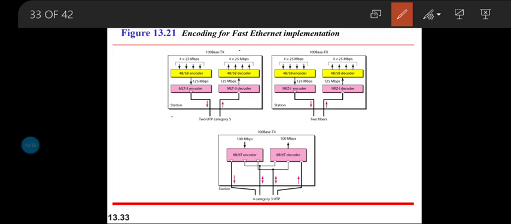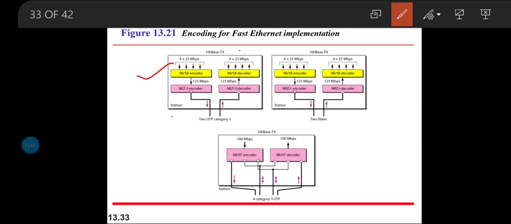Then moving on, you can see it is going to make use of 4B/5B block coding. 4B/5B refers to 4-bit to 5-bit block coding, which is used in order to provide bit synchronization by preventing the continuous generation of long sequences of zeros and ones.